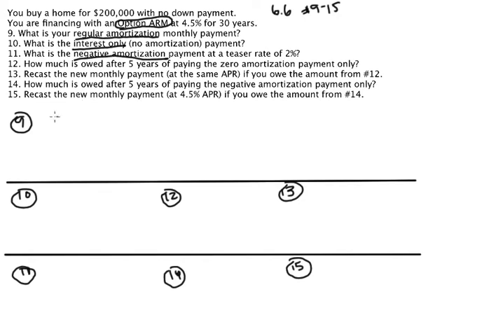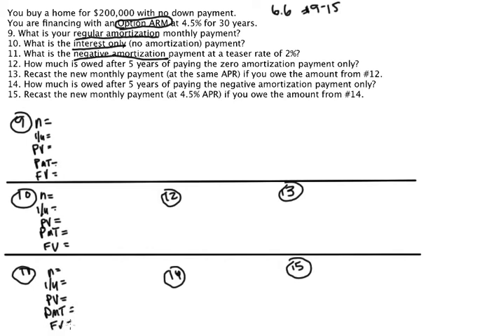So first, we're going to need to do some calculations. Go ahead and set up your paper with the 5 functions for each problem, for 9, 10, and 11. I'm going to go ahead and do that now. Okay, so now we're set up to find our payments.